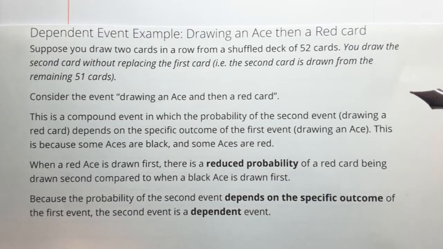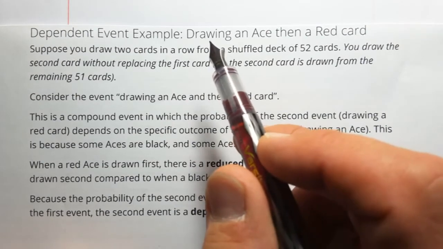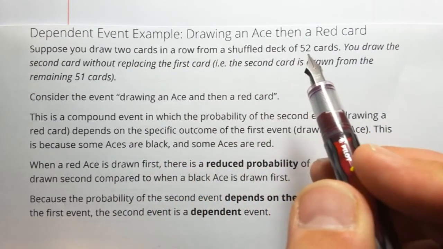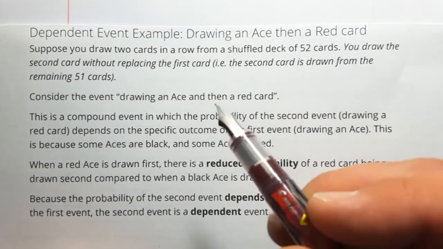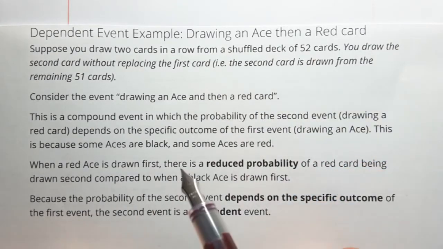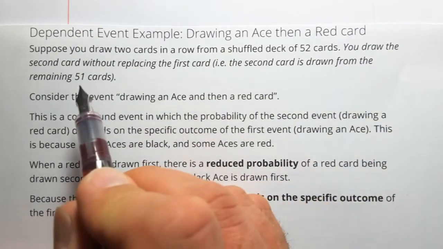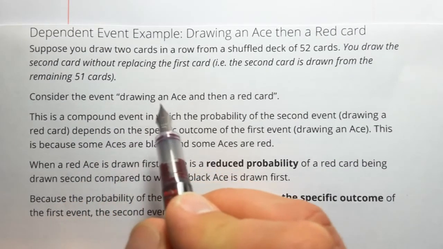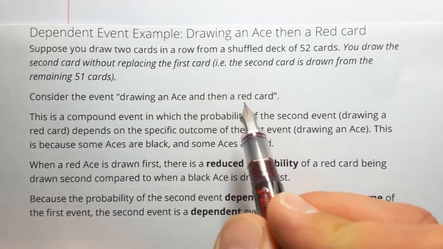Now let's look at a dependent event, and you'll notice there's more text here, and that's because these are more complicated. Dependent events are more challenging to work with, for sure. So for this event, suppose you're drawing 2 cards in a row from a shuffled deck, and that means you take out the first card but you don't put it back. The second card is only drawn from the remaining 51 cards. So what's the event? Let's look at the event drawing an ace and then a red card.